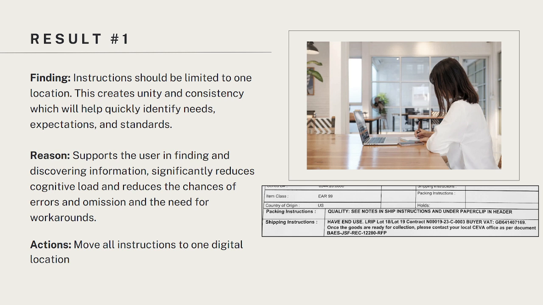The following are just 2 examples of the results from each study. Each result was given a finding, a reason, and an action on how to resolve the issue. In this critical issue, instructions were scattered in multiple locations. In the image here, you can see on these paper instructions, they ask the user to look in the shipping instructions, which were located in separate instructional sets, and in the paperclip folder, and a document with a secondary company with an ambiguous title. In this particular case, moving all the instructions into one easy-to-find location supports the user in quickly finding the information and reduces the cognitive load and the chance of errors or omission.